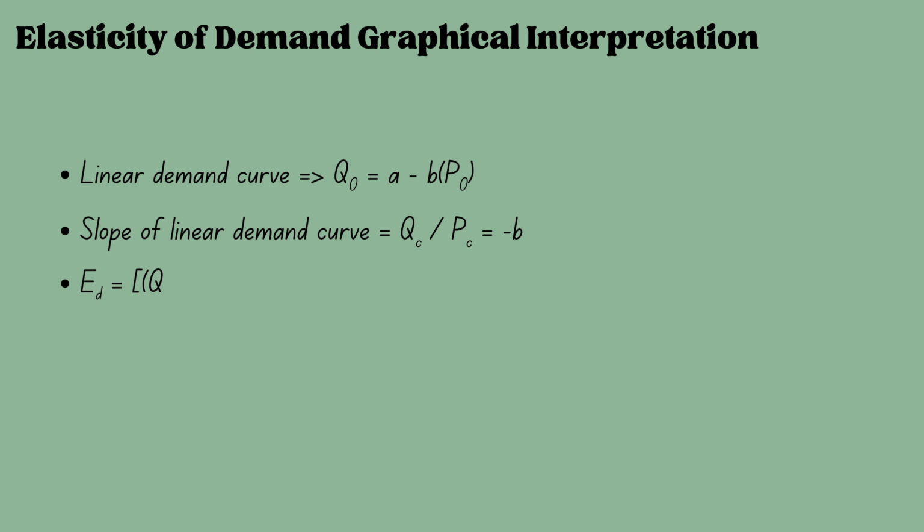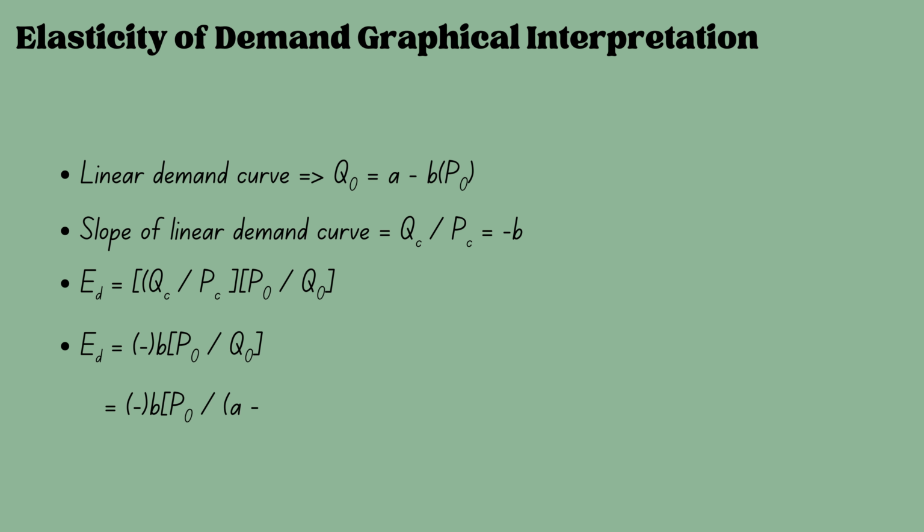We can use this equation to transform our elasticity of demand equation. We know that elasticity of demand is equal to QC upon PC into P0 upon Q0. Inserting the slope of the demand curve, we will have ED is equal to minus B into P0 upon Q0. Furthermore, we can insert the equation of Q0 into the elasticity of demand equation to get the following: minus B into P0 upon A minus B into P0. And this will be our equation 1. We'll come back to this equation in a while.